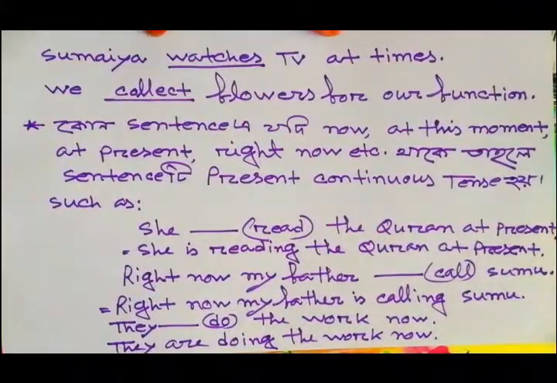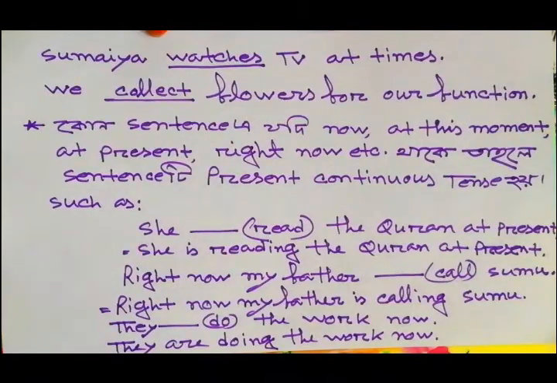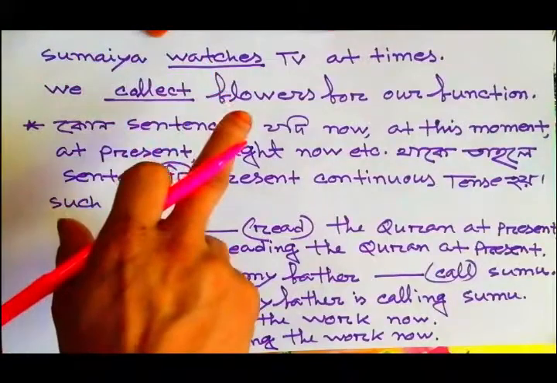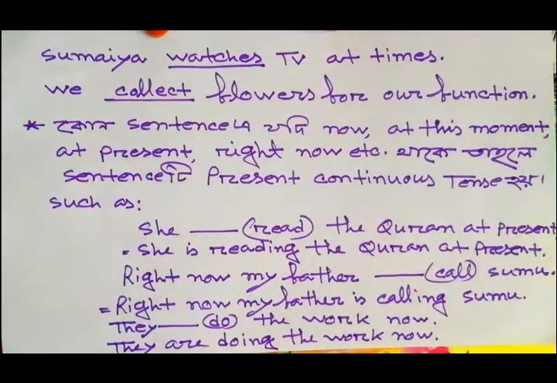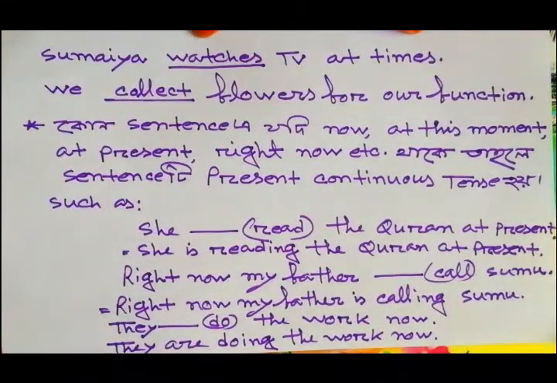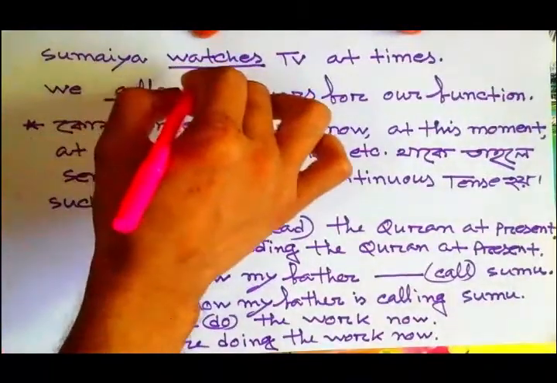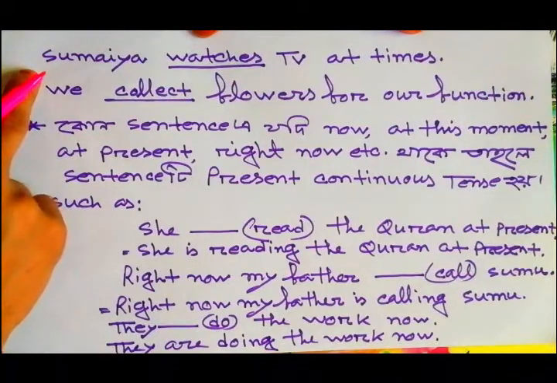Dear students, please look at the third example. Sumaya watches TV at times. In the sentence, at times is present. For this reason, the sentence is present indefinite. Otherwise, Sumaya is third person singular. For this reason, you can use s or es with the verb. The sentence is present indefinite, so we can use the present form of the verb. We can follow the structure of present indefinite. So the right answer will be: Sumaya watches TV at times. Watches is the s form of the verb, and I have used s or es because the subject is third person singular.